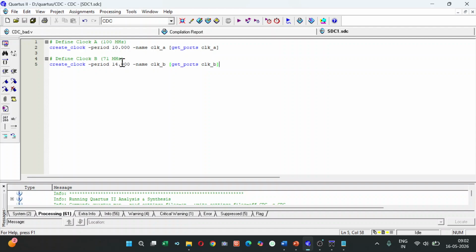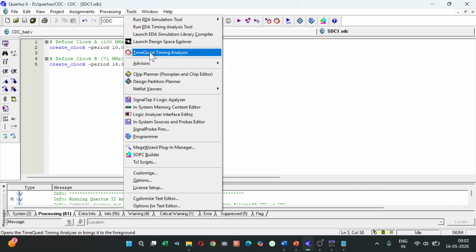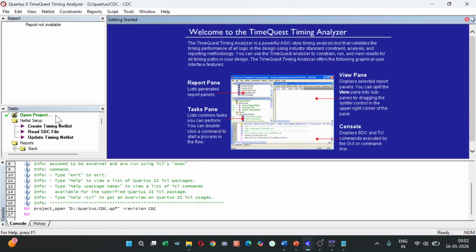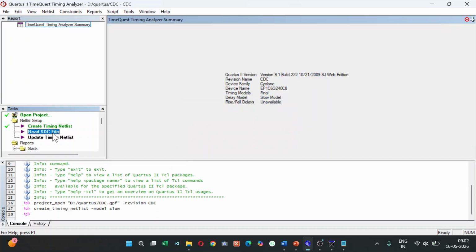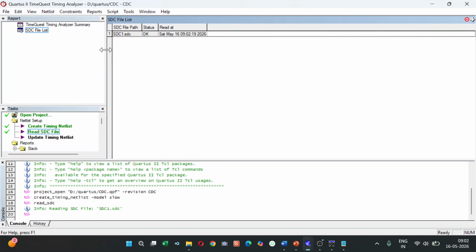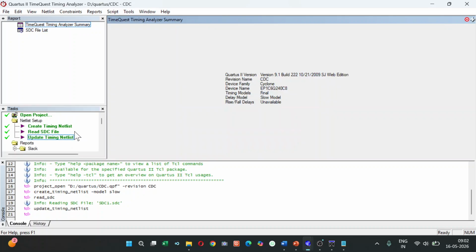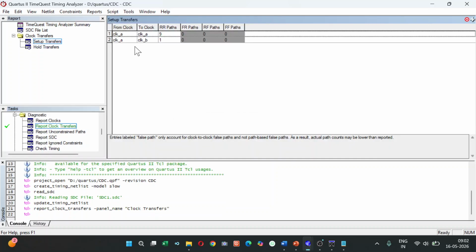Now, how will we show this CDC effect? First I will go to the Tools menu and open the TimeQuest Timing Analyzer. In the TimeQuest Timing Analyzer we will first create the timing netlist, then read the SDC file. You can see our SDC1.sdc file is here, and we will update the timing netlist. Then we will come to the diagnostic tab and report clock transfers.